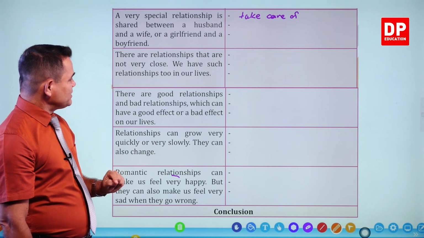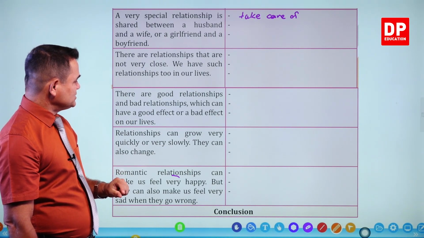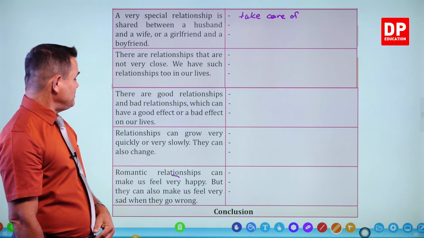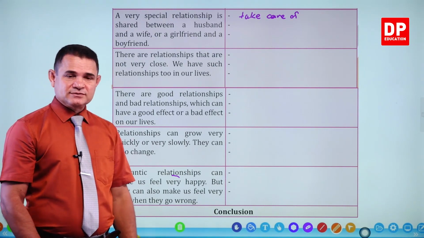And there are good relationships and bad relationships which can have a good effect or bad effect on our lives.